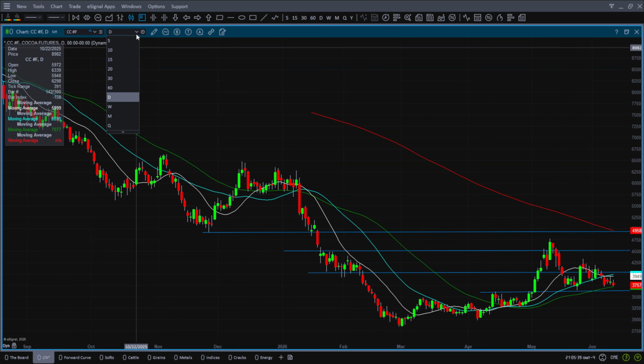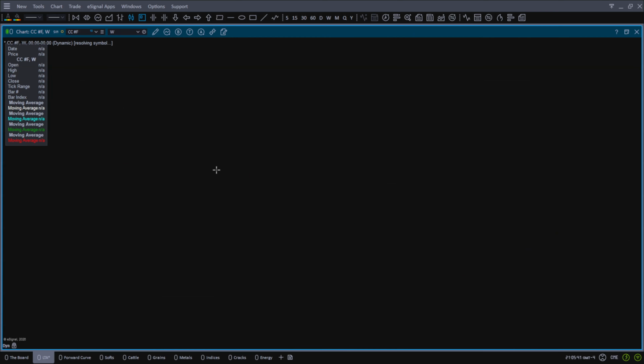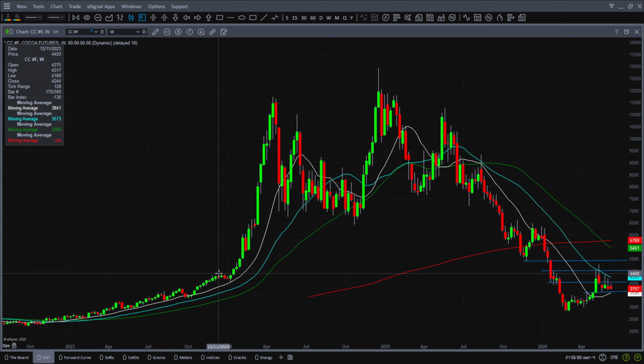Just to go into the 2024 cocoa explosion, we're going to go to a weekly for a quick second. This is the 2024 cocoa explosion. You'll notice some of these bars are insane. We had a bar here. We went from 64.19 to 81.86.